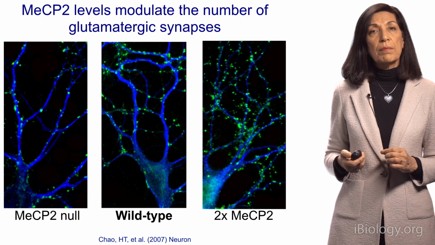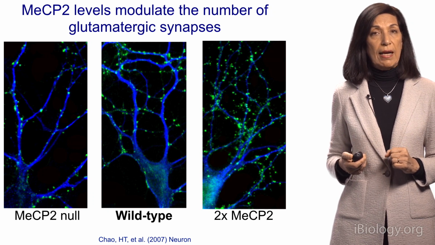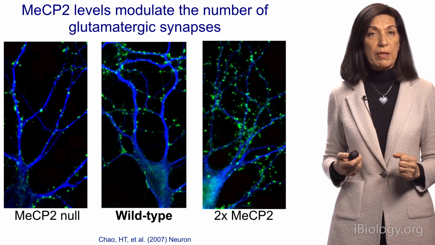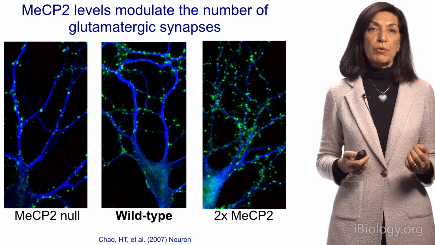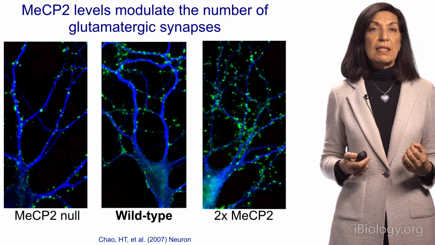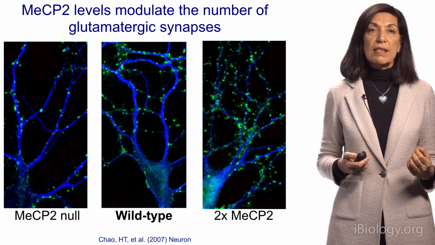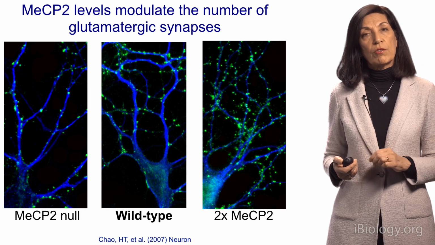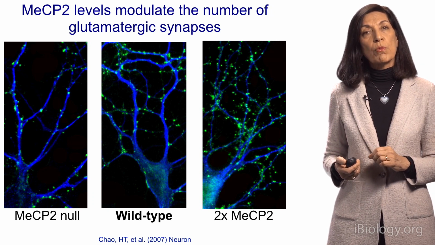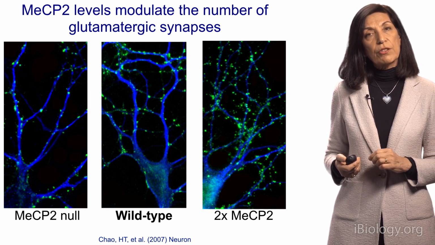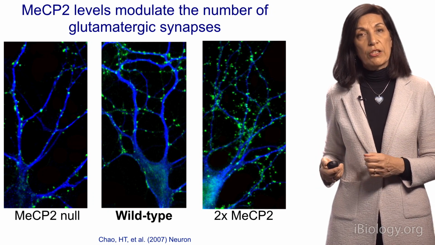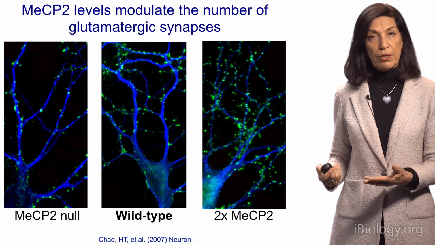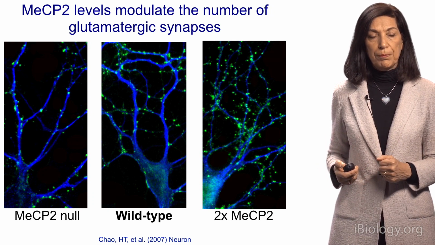And what you notice in the middle is what a healthy neuron looks like. Every one of these green dots is a synapse. You see a very healthy, robust number of synapses. But when you look on the left, in the mice that lack the protein, you're going to see much fewer synapses. Whereas if you look on the right with the duplication mouse model, you see more synapses. And that could explain the early enhanced learning and the hyperactivity, because there is a lot more excitatory neurotransmission.